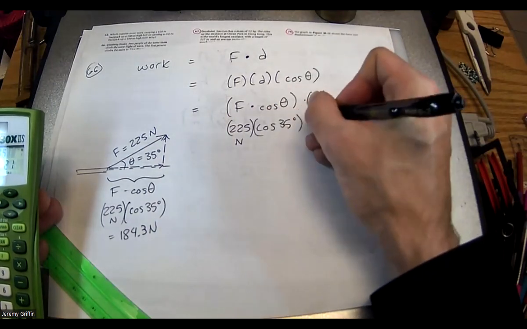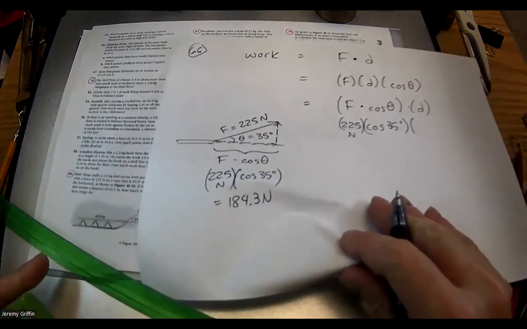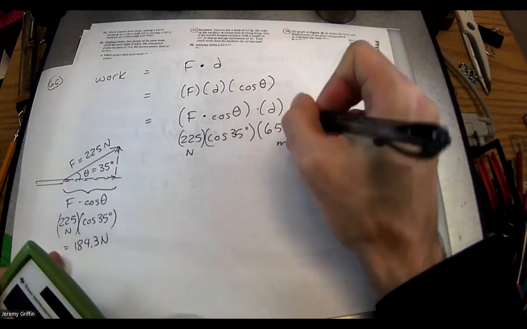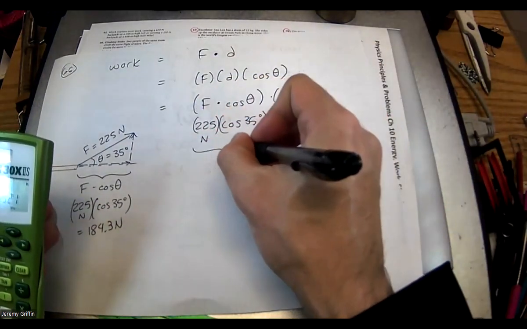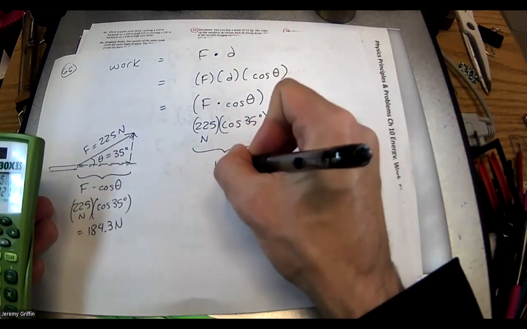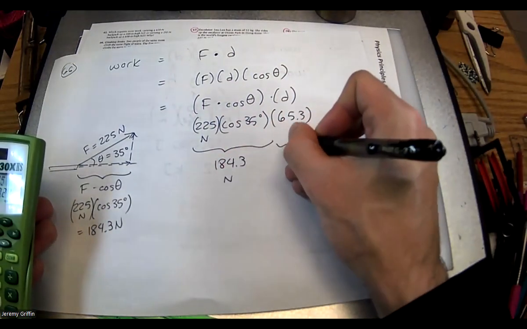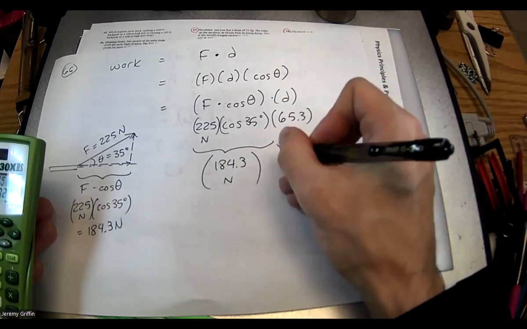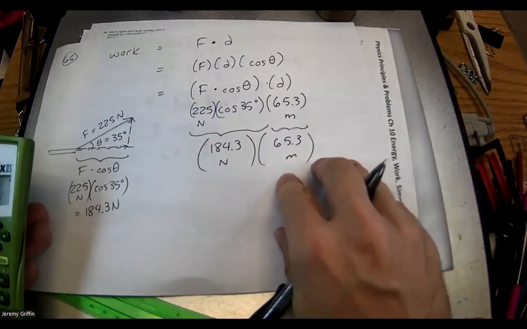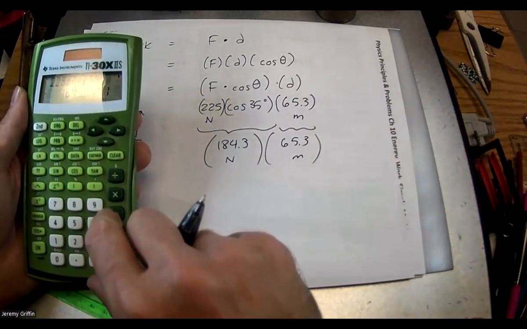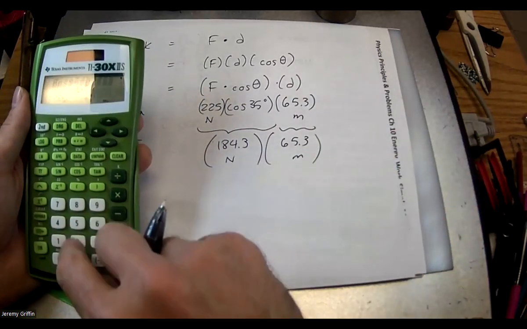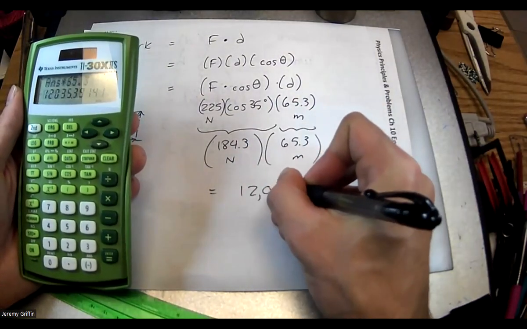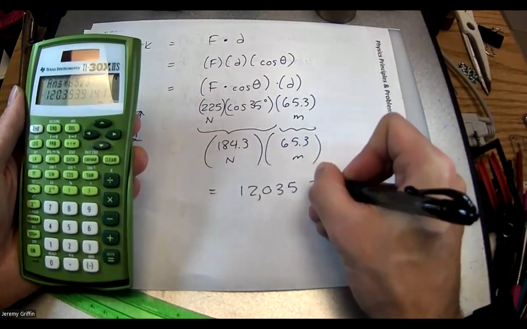Now it still moves a distance of whatever they said. Was that 65.3 meters? So we got 184.3 newtons moving 65.3 meters. Newtons times meters, that'll give us joules of work done on the sled. So that times 65.3, I'm looking at 12,000 and some joules.